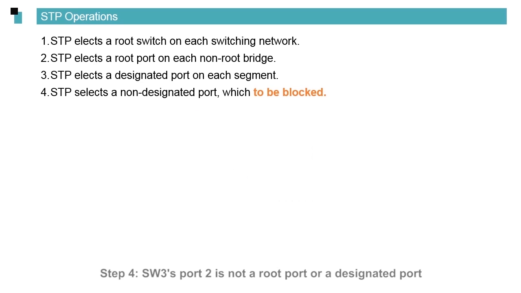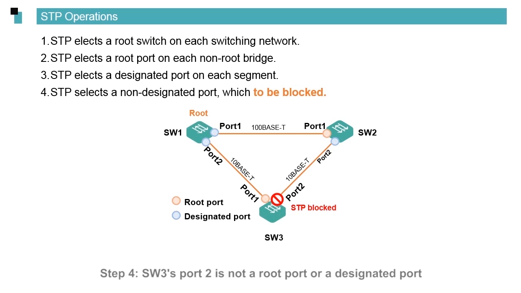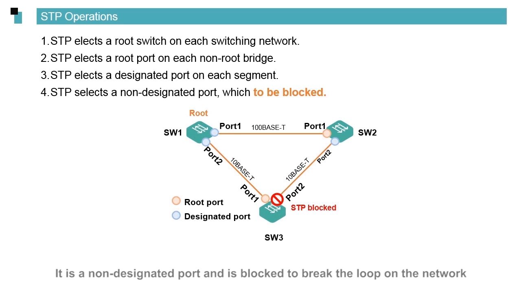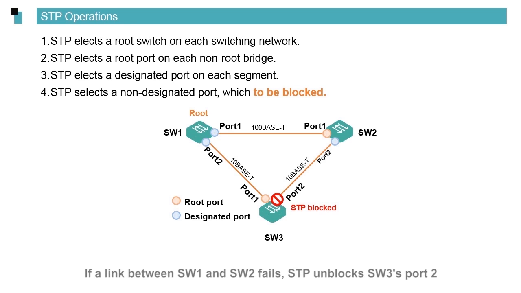Step 4. SW3's port 2 is not a root port or a designated port. It is a non-designated port and is blocked to break the loop on the network. If a link between SW1 and SW2 fails, STP unblocks SW3's port 2.